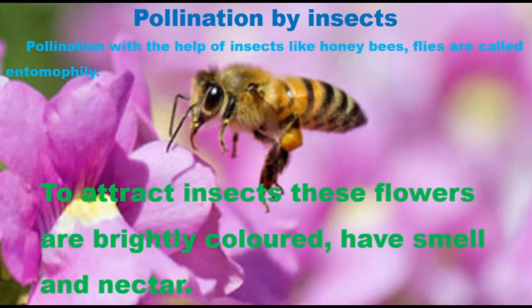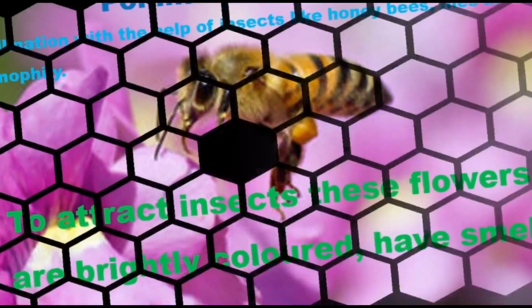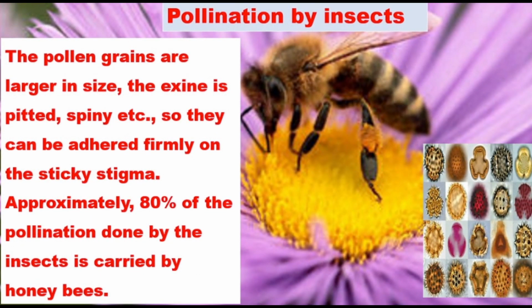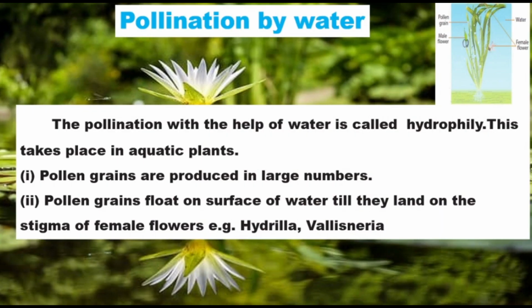Pollination by insects we call entomophily. The flower characters are bright color, scent, and nectar. In entomophily, the pollen grains are large in size. The exine has some characters which help with that. Nearly 80% of the pollination is done by insects, that is the honeybee. The pollen grains may be carried by water, which we call hydrophily. This happens in aquatic plants.